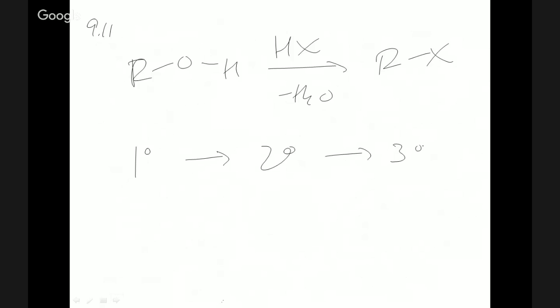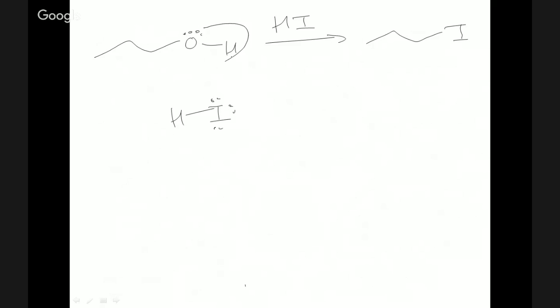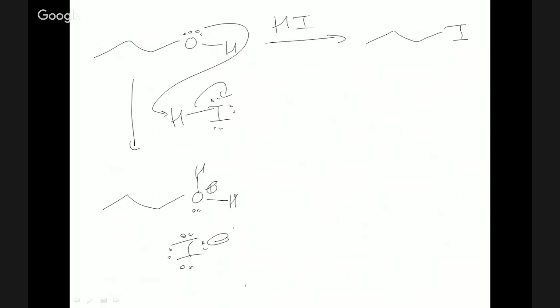primaries first this time. Take a look at a primary. It's got to be SN2 because we don't form primary carbocations, but the rate is still going to be slow. Let's show HI going to an iodide. Okay. The protonation will be plenty fast. Dissociation or protonation. Gives this intermediate. Now, you can't just lose water because this is a primary alcohol.